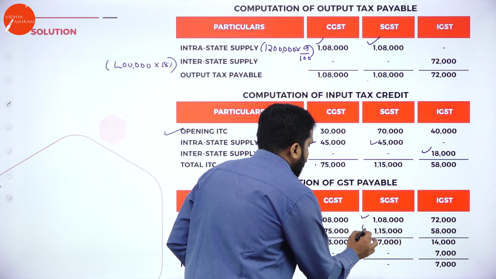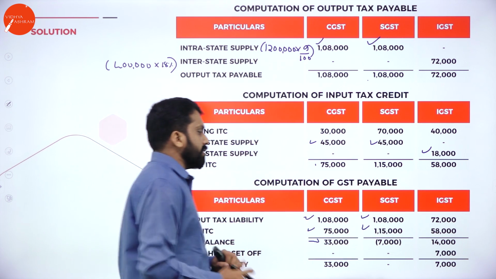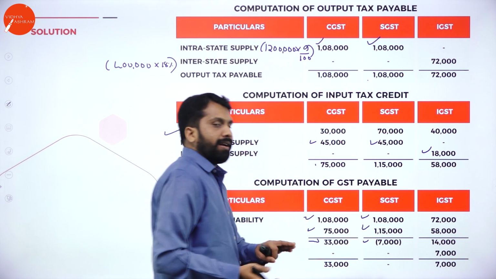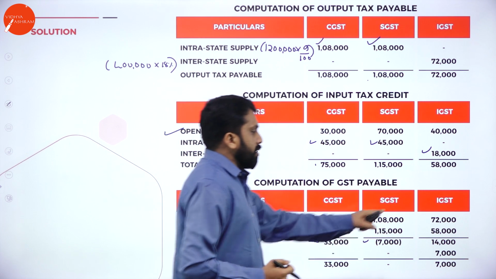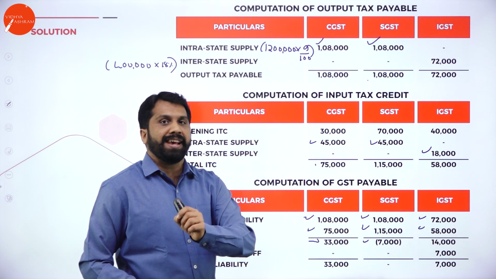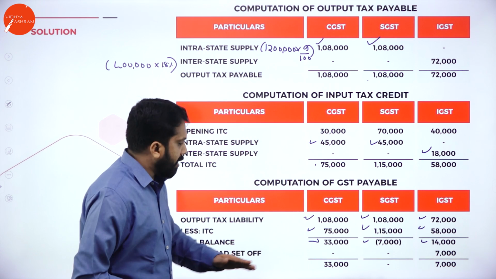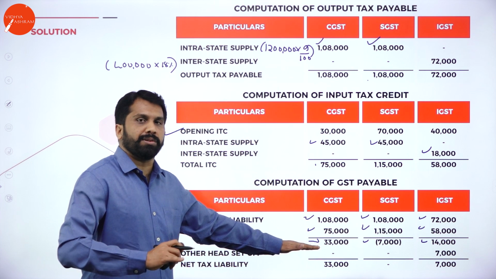Now, your payable is 1 lakh 8. You paid 1 lakh 15. Means you paid more or less? You paid more. Means you paid 7,000 more. Now, your payable is 72, but you paid only how much? 58. Still you have to pay 14,000. Any doubt up to this? Hope there is no doubt.